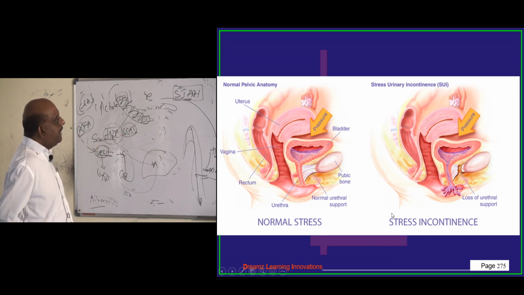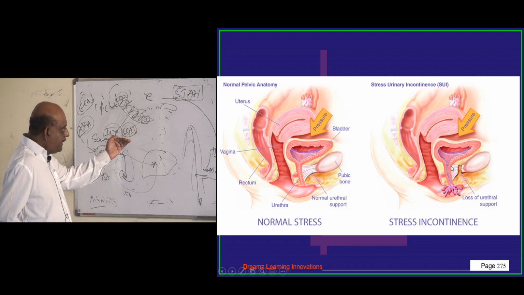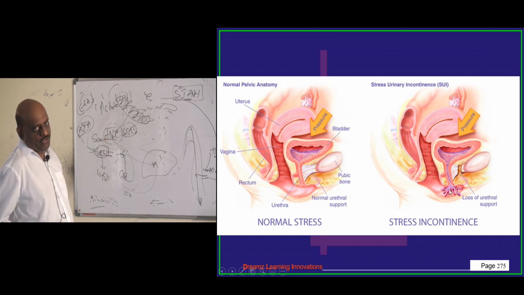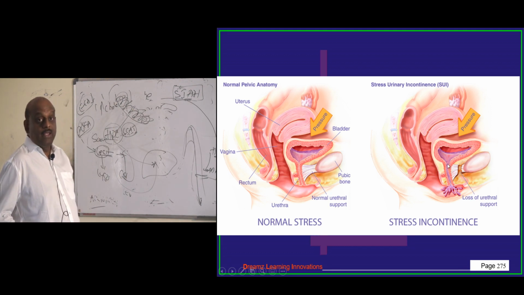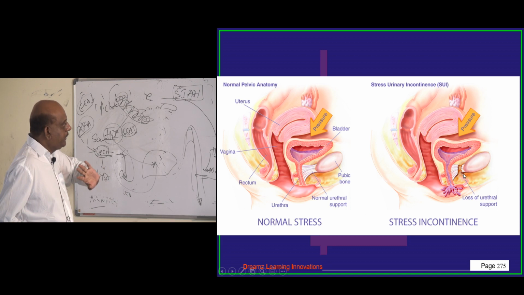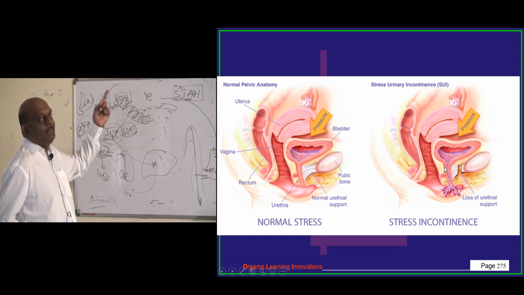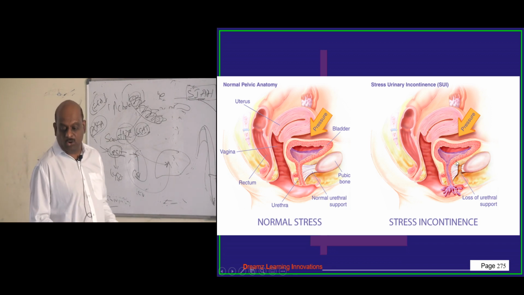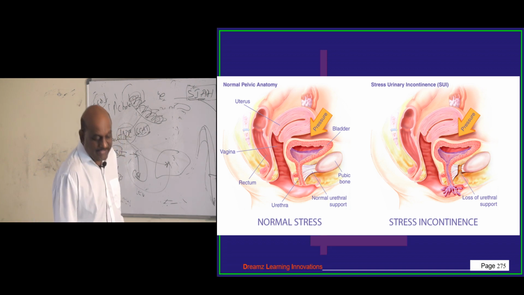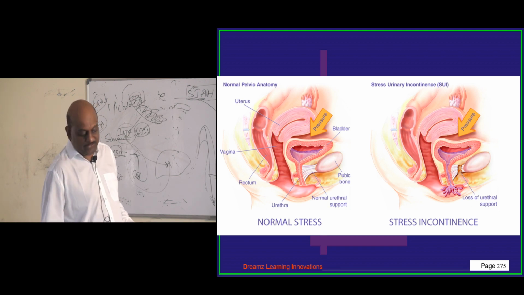When does stress incontinence happen? If the urethral support between this pubic bone and the urethra, which is maintaining your urethrovesical angle, goes wrong, you get stress incontinence. To treat that, you will be doing a retropubic urethropexy is the treatment for stress incontinence is what you need to basically understand. I hope you are able to catch up with this question.